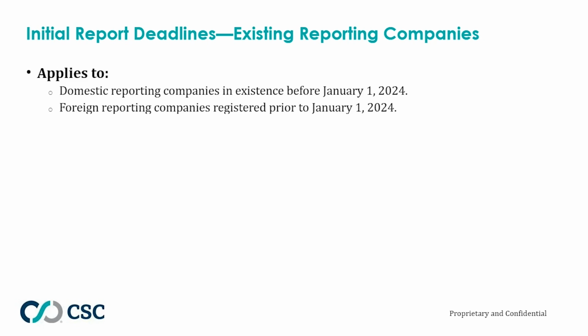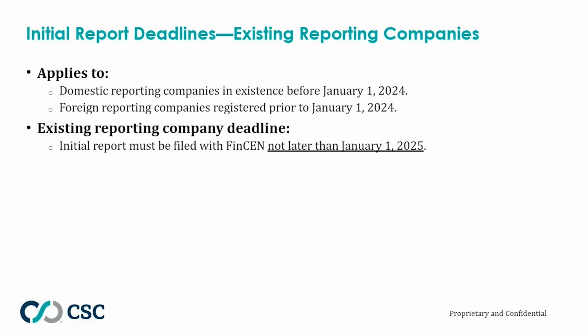The first deadline is for existing reporting companies, and again, this was any entity that was formed before January 1, 2024, or if it's a non-U.S. company, that it was first registered in the U.S. prior to January 1, 2024. So if this applies to an existing company, then that existing company will have 1 year. They will have until January 1, 2025 to file an initial report with FinCEN. So there will be time to gather information and submit the report to FinCEN.